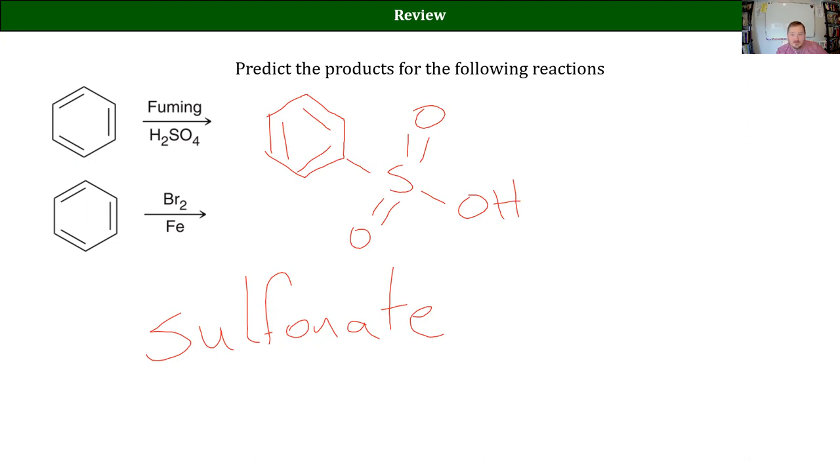The reaction is called, I lose a syllable in there every time I try to pronounce it without reading it. So I'll double check the way to spell that reaction. But we're adding an SO3H to the benzene ring. Sulfonation? I still think it's missing a syllable. I can't do it. I need to look it up.